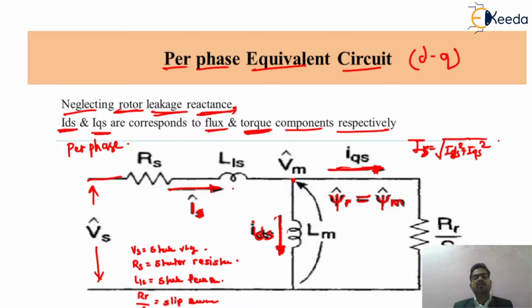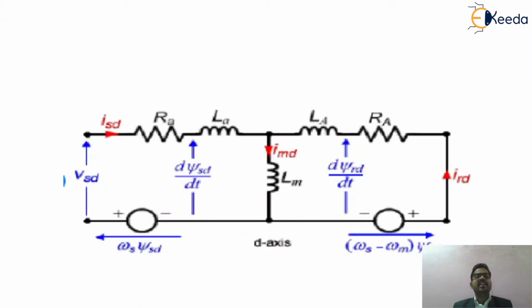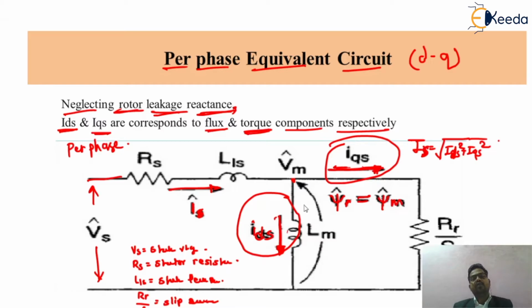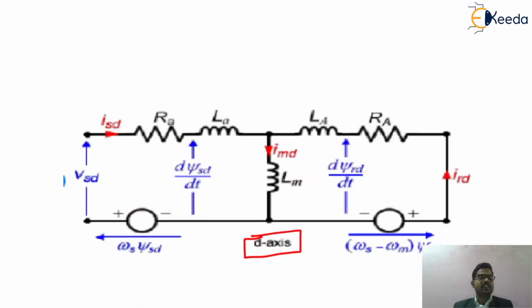So rotating frame means what? The current will be divided into two components. The first component is called the IDS, which is the direct axis component, and the second is the quadrature axis component. Now we can study the d-axis component and the quadrature axis component in detail. What will be the effect of the direct axis component on the circuit, and what will be the effect of the quadrature axis? In the previous diagram we got both terms simultaneously, but now we want to understand each concept in detail.